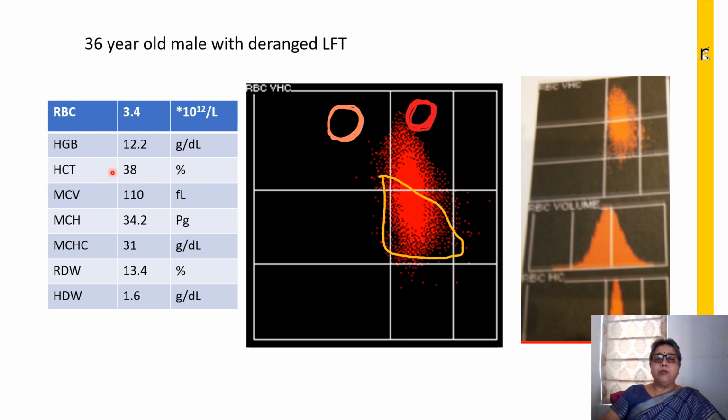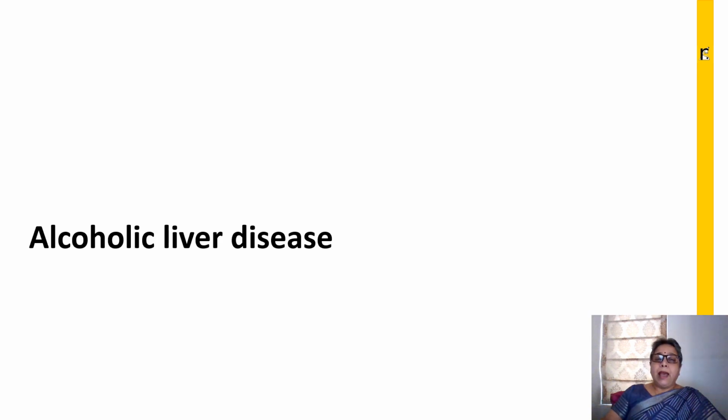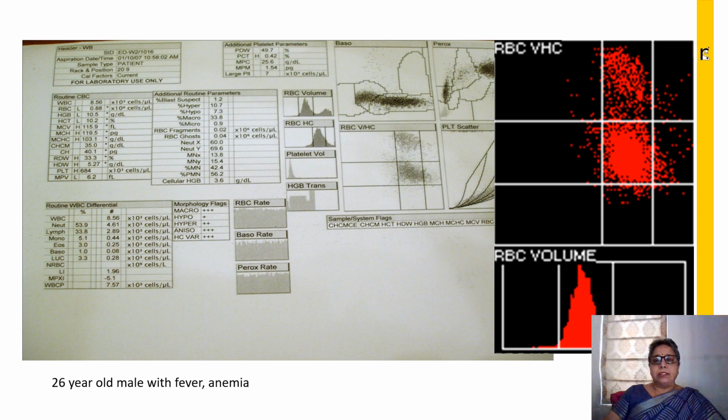So here if you see, the hemoglobin is quite normal, the MCV is high, and you will see a normocytic population and a macrocytic population. So this is a case of alcoholic liver disease, or a red cell population where you have deranged liver function tests or a macrocytosis secondary to liver cell dysfunction. So you can differentiate a vitamin B12 deficiency from an alcoholic liver disease. Now let's go on to the other causes.